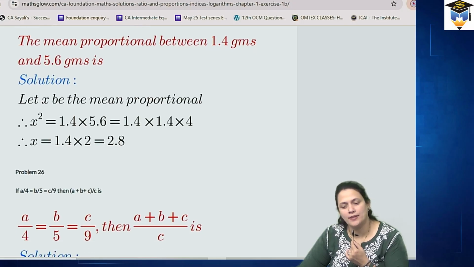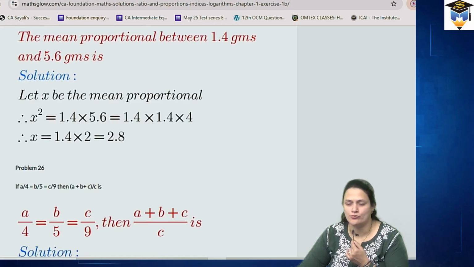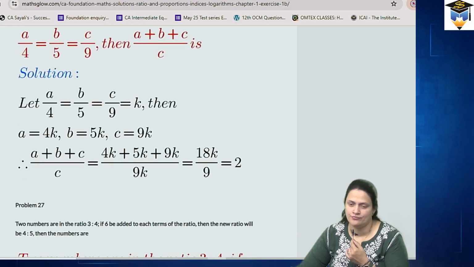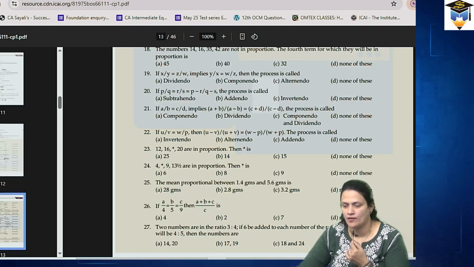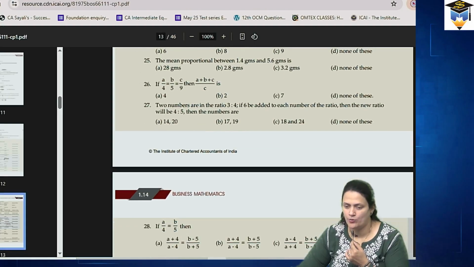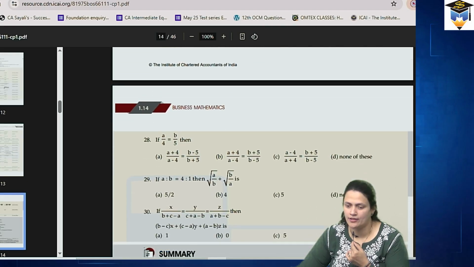26th answer B आलं का? 9 plus 5 plus 4, 18. 18 upon 9 is 2. Correct. सो आपलं हे झालं, 26th is done. नाव 27th. Okay.